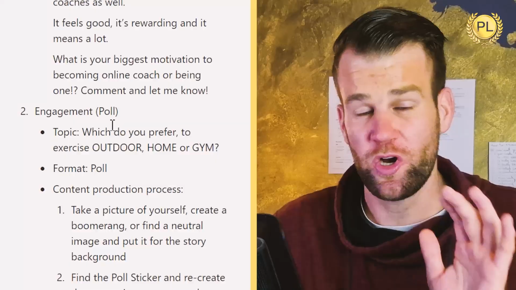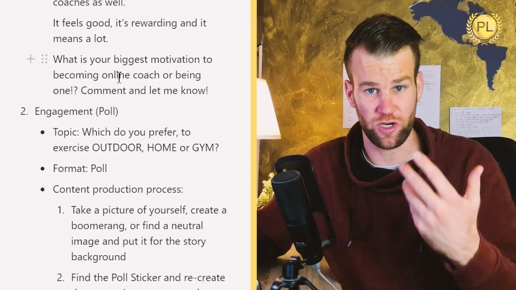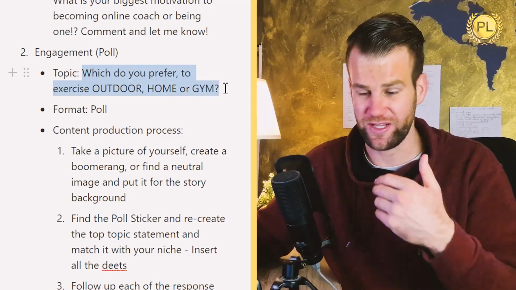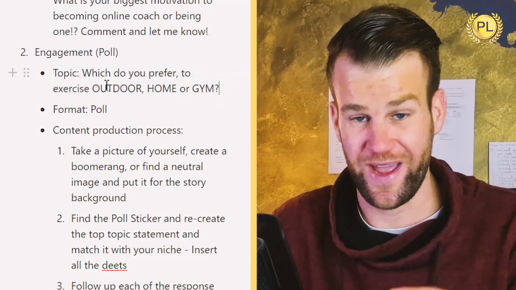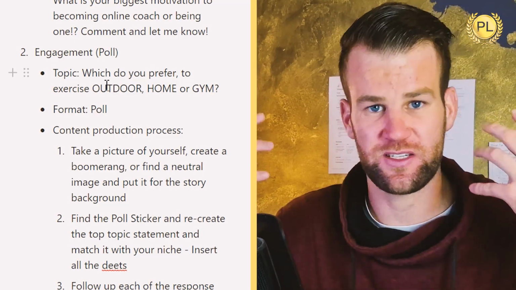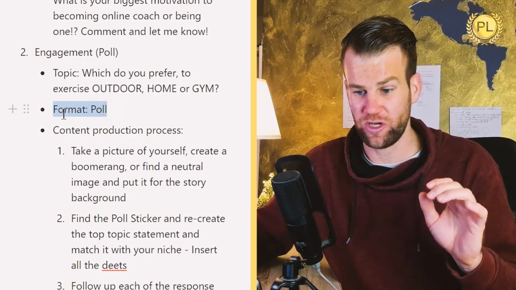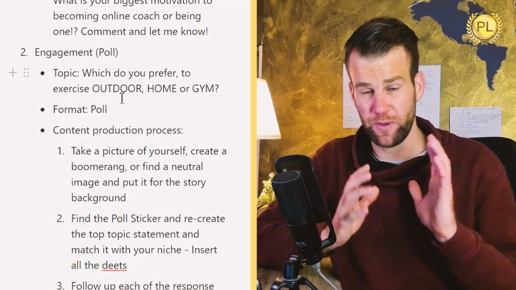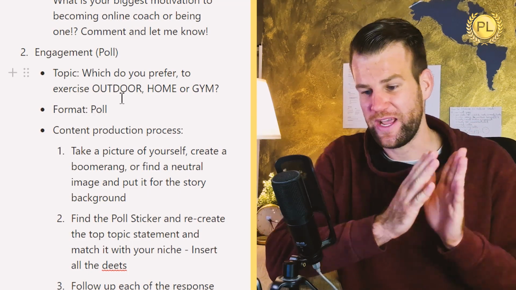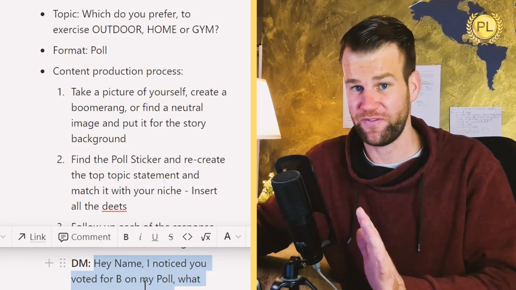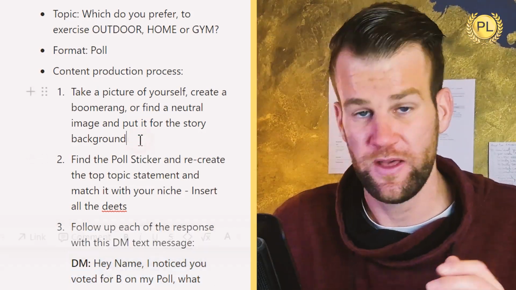And now, today is a little more work to do. We're gonna create another simpler content piece, which is gonna be an engagement content piece, a poll that we're gonna post on our stories. Here is the topic: which do you prefer, to exercise outdoors, at home, or in the gym, right? So if that's fitness, weight loss, or whatsoever. The format is a poll where people can vote which they prefer. And those people who vote are gonna land in your DMs, because I wrote you a small mini script through which you can message them after they voted, and that creates a DM conversation between you and them.